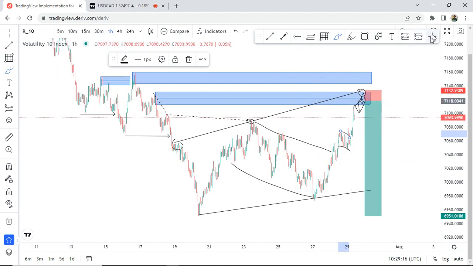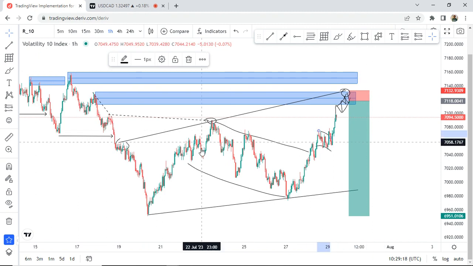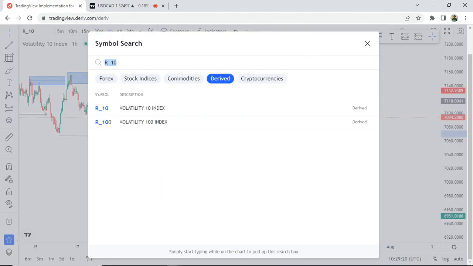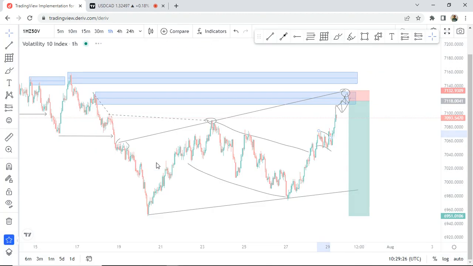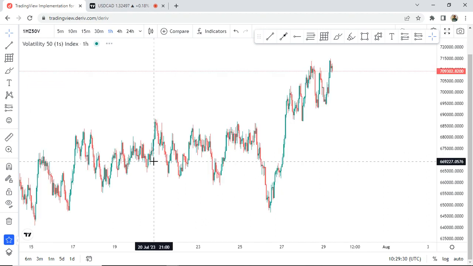So with this volatility 10 index, guys, I hope you're gonna make money from it. The second pair that we'll be focusing on is gonna be VIX 51S, of which this one is very volatile, guys.